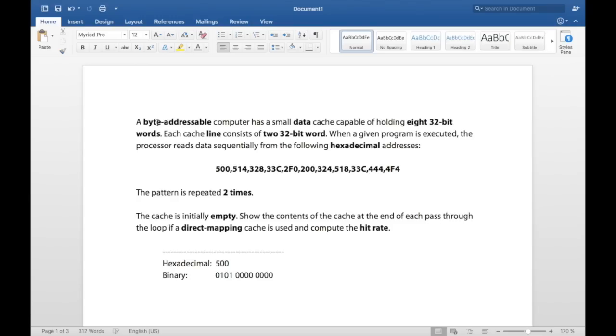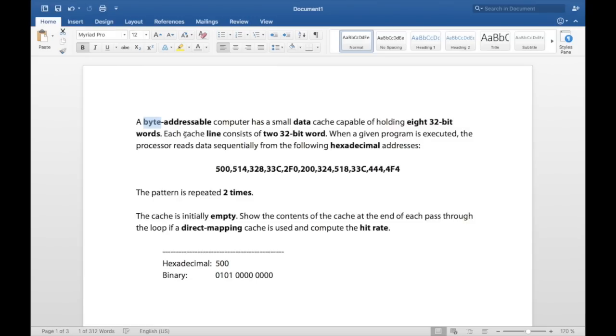As you can see, the important parts of the question are already bold, so you can see which things actually matter. A byte addressable computer has a small data cache capable of holding 8 32-bit words. Later I'm going to use this information to draw a table so you can visually see it.